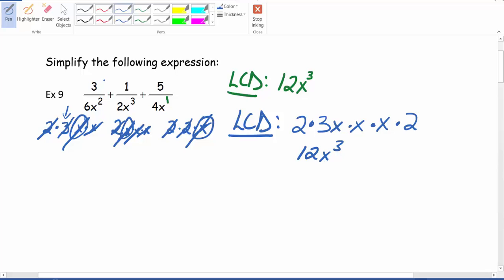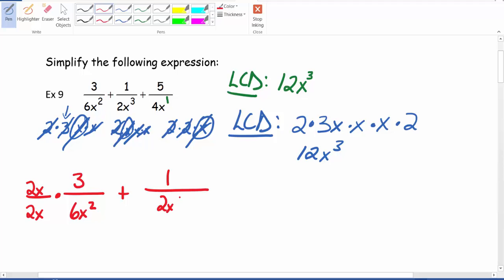Now we're going to go ahead and move on using our least common denominator that we know is 12x cubed. Looking at the first piece, we have 3 divided by 6x squared. In order to get that 12x cubed LCD that we're hoping for, we would have to multiply this by 2x, both on the top as well as the bottom, plus 1 divided by our 2x cubed.